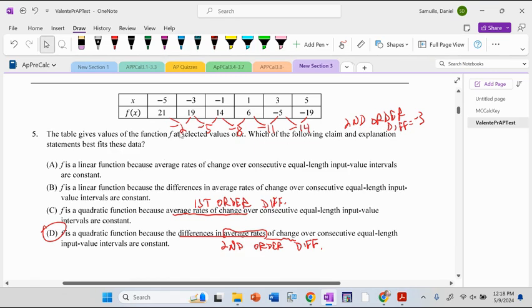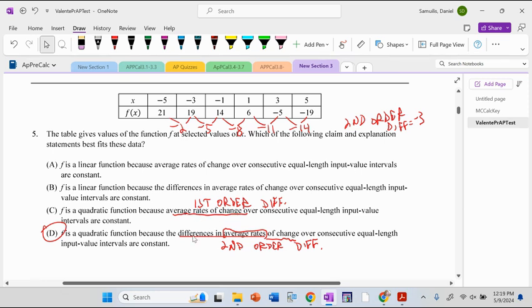When I do this again, these are all negative 3 away from each other. So it's quadratic because the difference in the average rates of change, which actually denotes second order differences. So you've got to remember that. This is stating a first order difference when you just say the average rates of change.